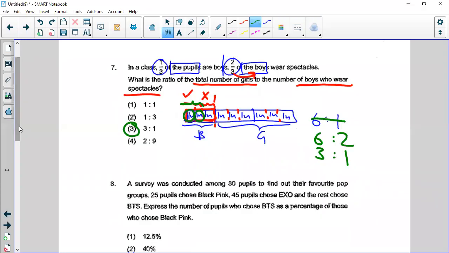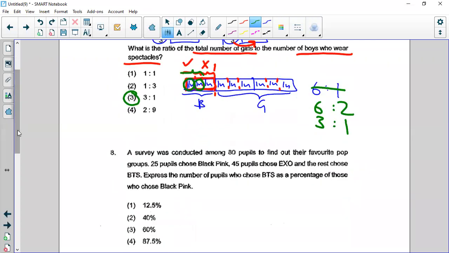Okay, question number 8. A survey was conducted among 80 pupils to find their favorite pop groups. 25 pupils choose Blackpink, 45 pupils choose EXO, and the rest choose BTS. Express the number of pupils who choose BTS as a percentage of those who choose Blackpink. Now, some of you are stuck, you don't know how to get the percentage, but if you remember your P5, there is a very common word that you will see, express. So what do you do when you see the word express?